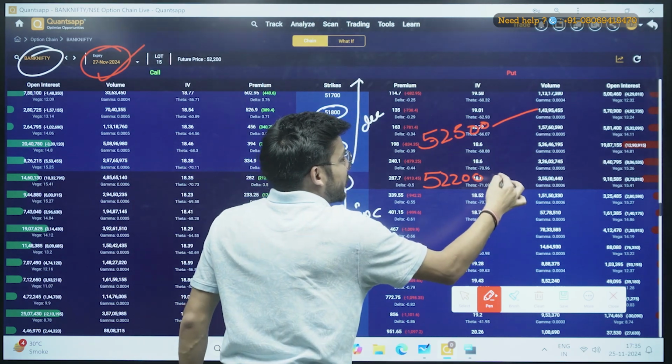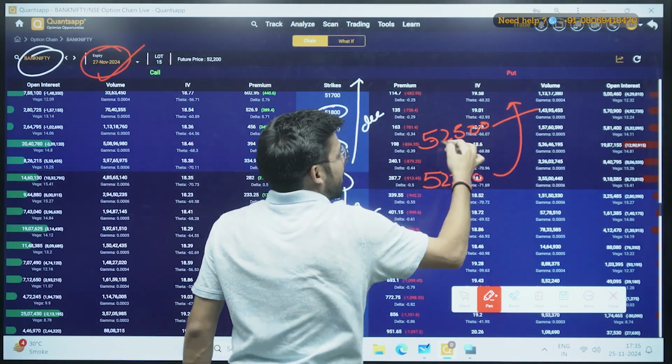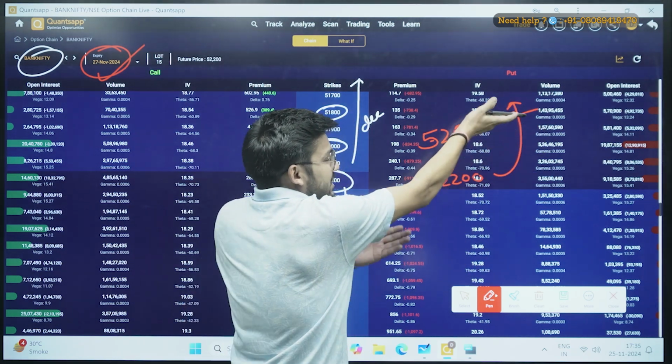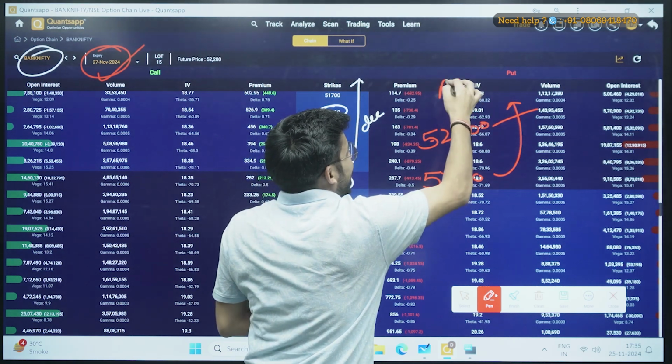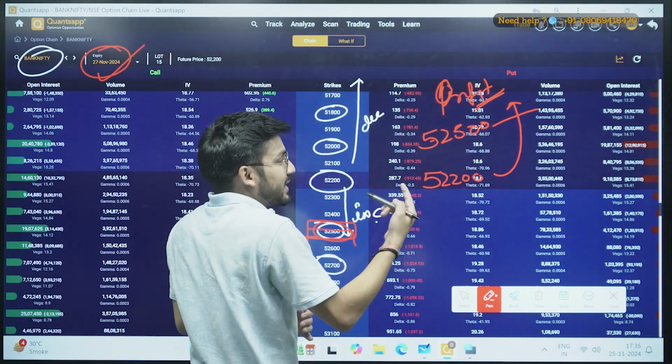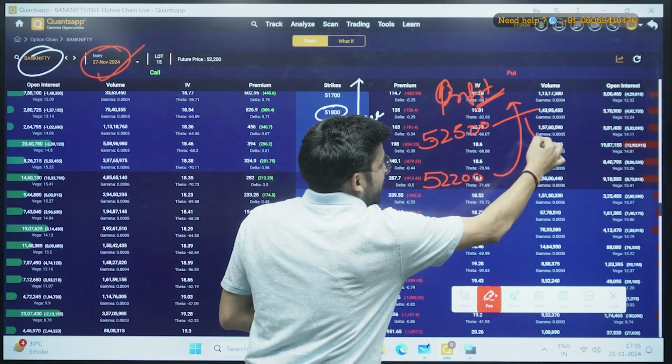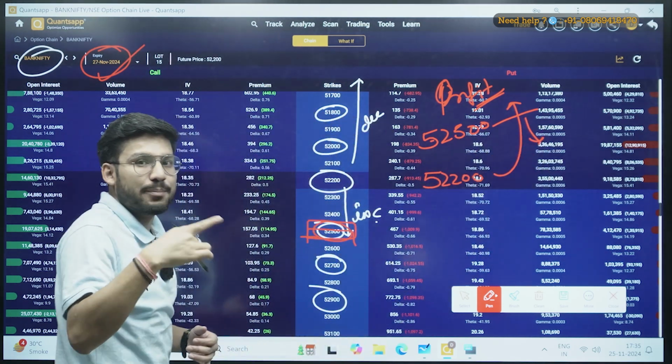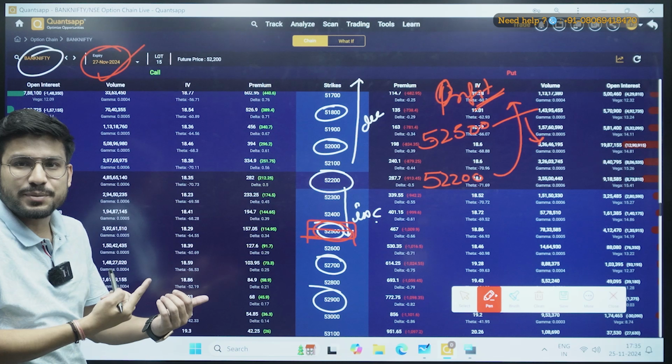So if my market expires above this level, above this strike price, at that point of time I will be in profit. But if my market expires below this region, at that time I will end up in loss, right? I hope the concept is clear.